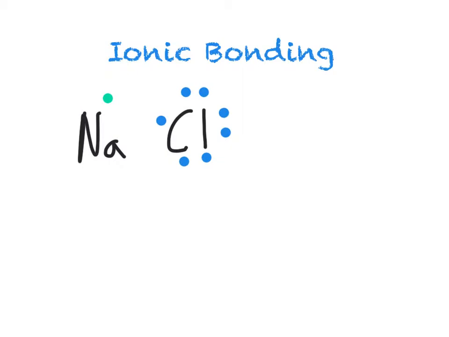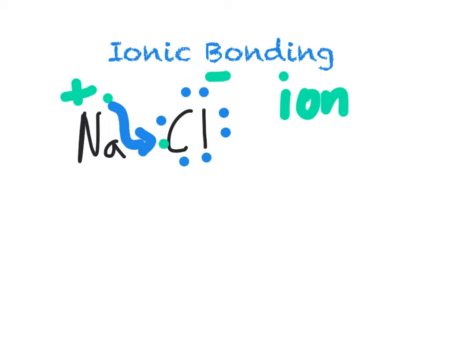Now we're going to move on to the types of bonding. The first type of bonding that we're going to talk about is ionic bonding. Atoms can gain or lose electrons. When this happens, an ion is formed. So how this happens is sodium will lose its electron. So this electron is going to move from sodium and it's going to be attached to chlorine now. Now this is a positive ion and chlorine is a negative ion.